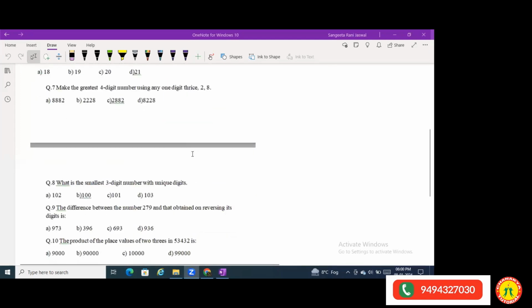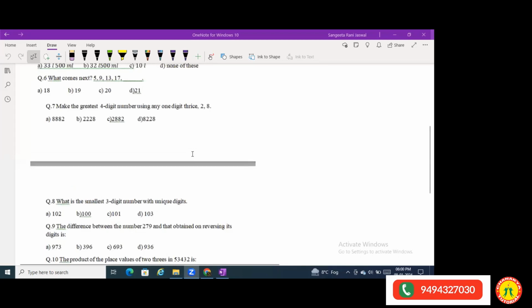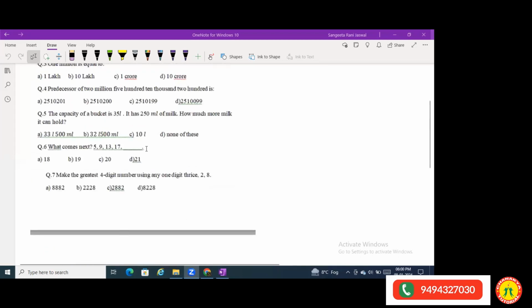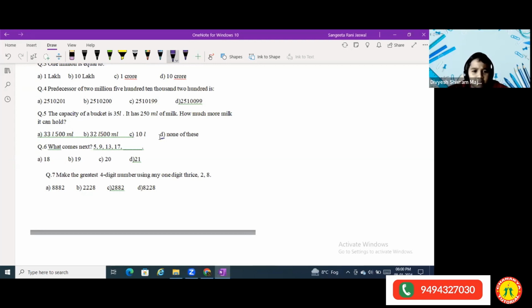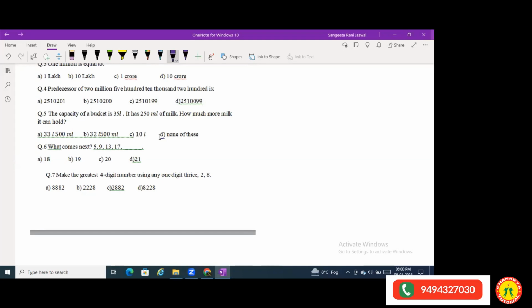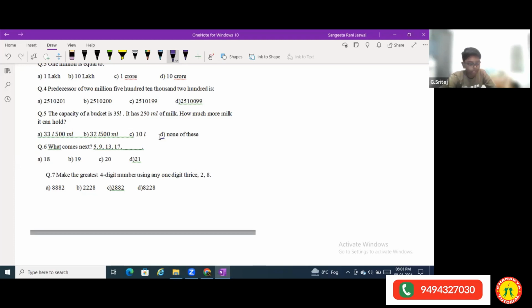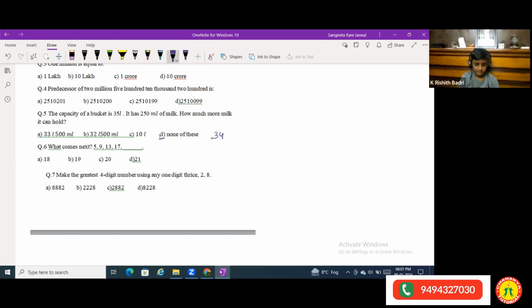See, children, in this question the answer is coming to be 34 liters, 750 milliliters. It can hold more, so the option will be none of these. Ma'am, we picked none of these, but it showed the correct option is B. That's why we got 35 out of 40, when we were supposed to get 40 out of 40.